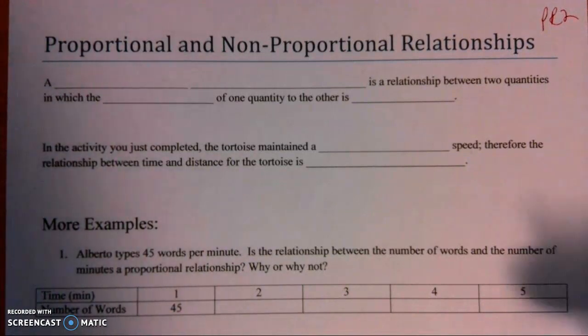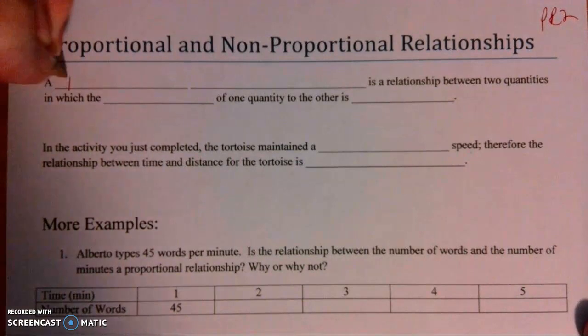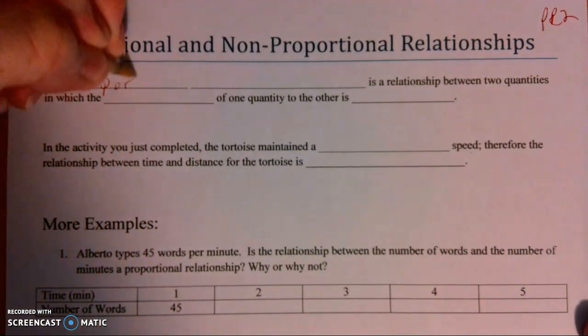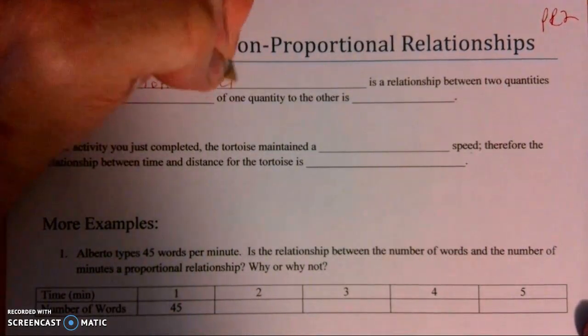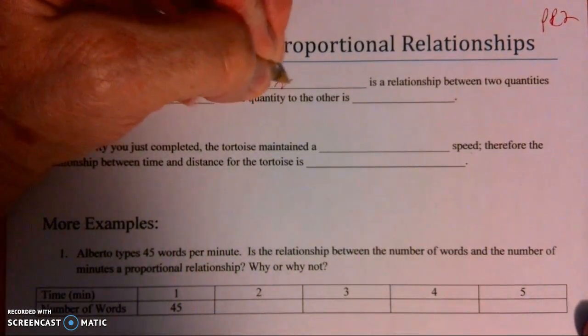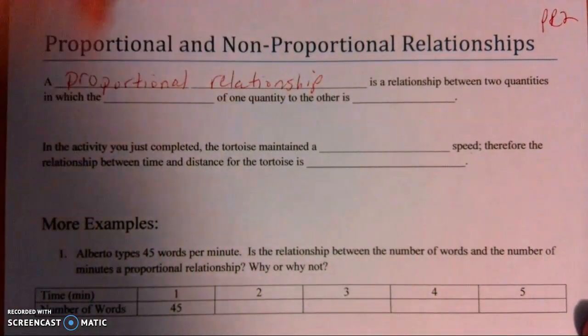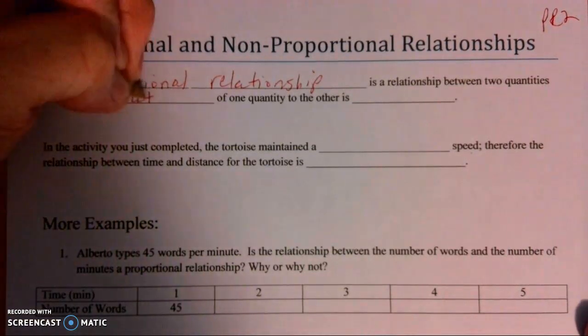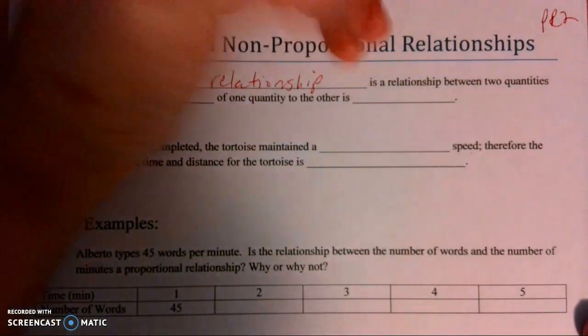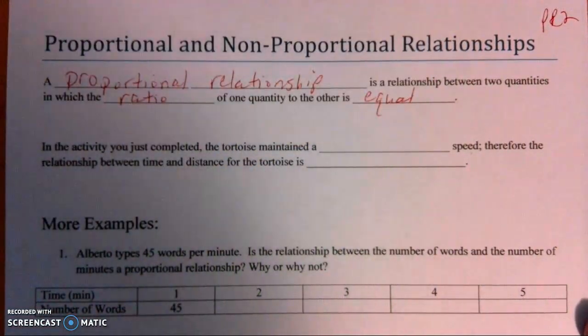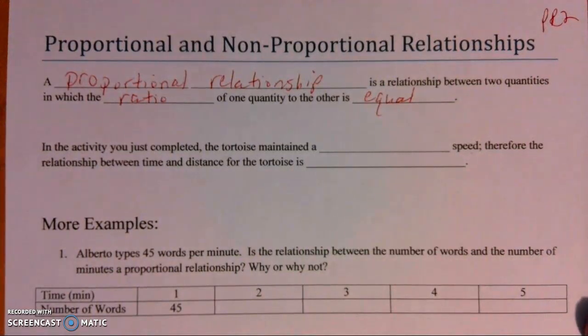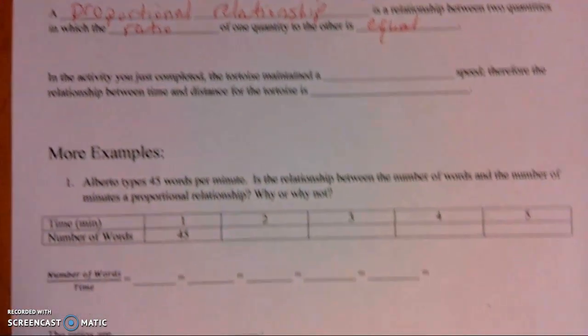First thing we're going to do is define a proportional relationship. So a proportional relationship, I'm just going to write that down, is a relationship between two quantities in which the ratio of one quantity to the other is equal. Now, remember, a ratio is a comparison. We write it as a fraction, so think equal fraction.